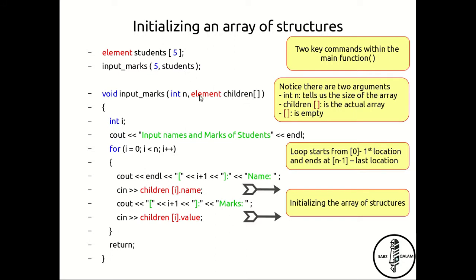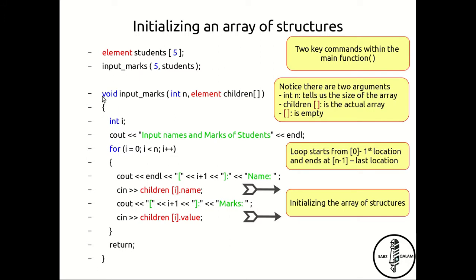It is of the type element because it is a structure, and notice what I'm doing here. The square brackets tell us that this is an array. The other thing worthwhile noticing is that this square bracket is in fact empty. But it's not empty in some sense, because we are already giving it the size of the array. The size of the array was 5, and we were passing it as an argument. This is an implicit definition of the size of the array.